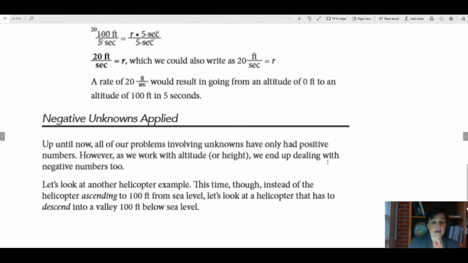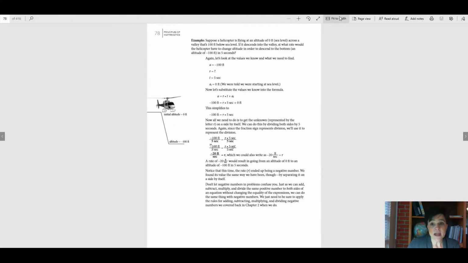Okay? Now let's look at the negative unknowns. Up until now, all the problems involving unknowns have only had positive numbers. But as we work with altitude or height, we end up dealing with negative numbers too. So we're going to look at another helicopter example. This time, though, instead of the helicopter ascending to 100 feet from sea level, we're going to take a look at the helicopter that has to descend into a valley 100 feet below sea level. So look at your next page here.